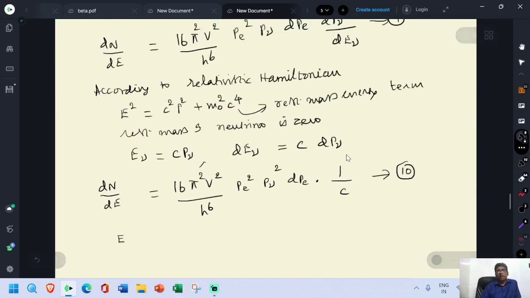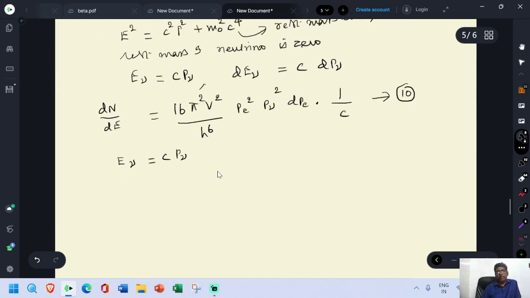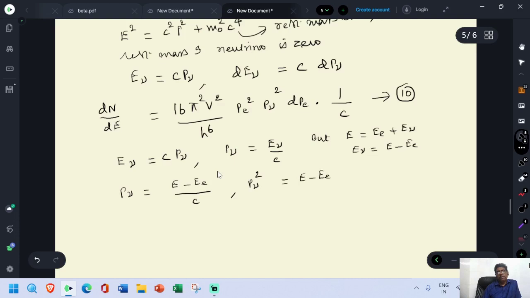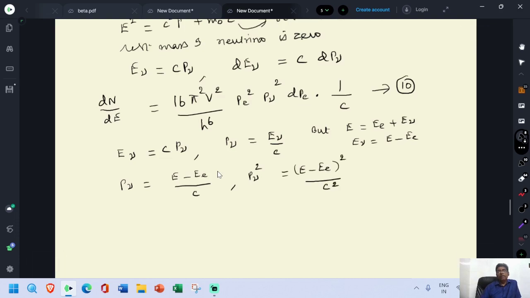See this equation, E nu equal to C into P nu. Therefore, P nu equal to E nu by C. But total energy E equal to E_e plus E nu. Therefore, E nu equal to E minus E_e. Then P nu equal to (E minus E_e) divided by C. Then P nu square equal to (E minus E_e) whole square by C square.